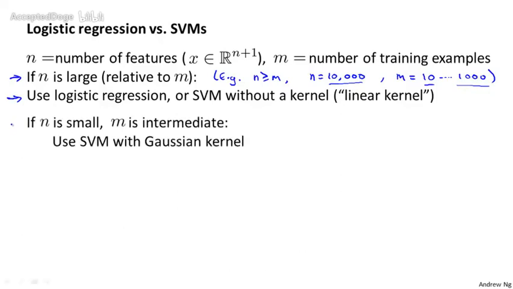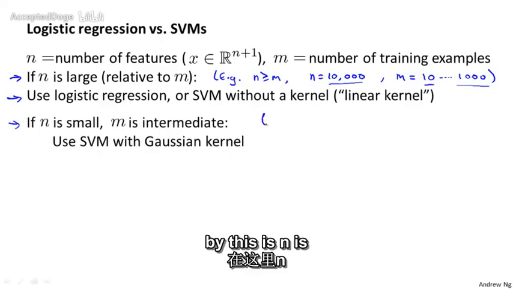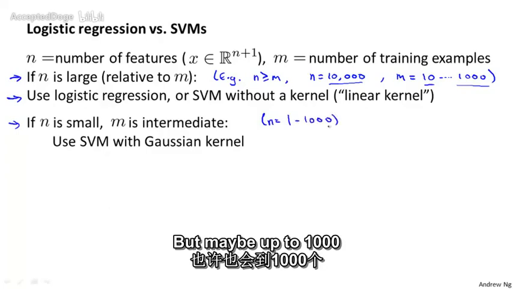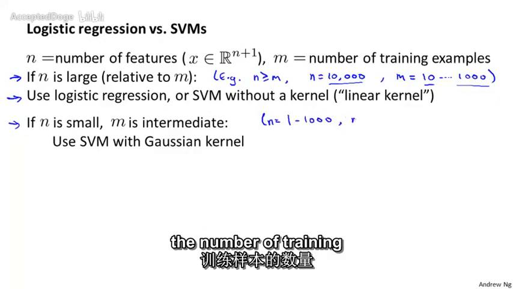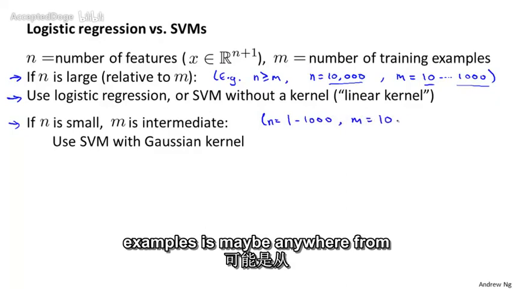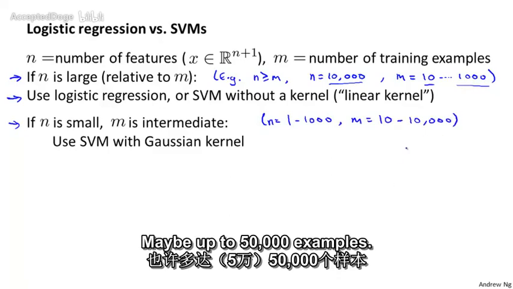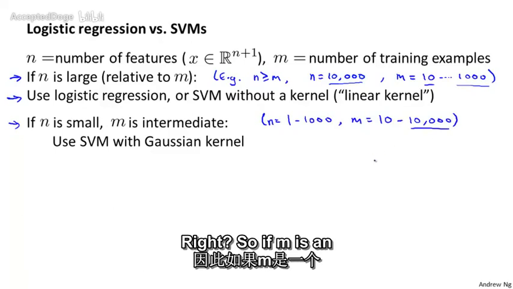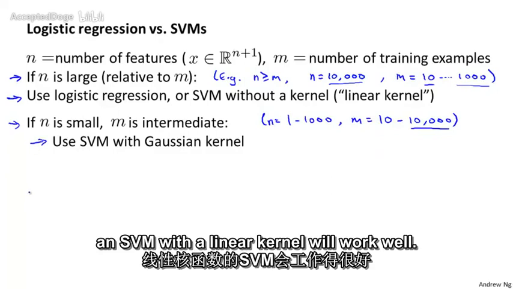Now, if n is small and m is intermediate, so what I mean by this, if n is maybe anywhere from 1 to 1,000, 1 would be very small, but maybe up to 1,000 features, and if the number of training examples is maybe anywhere from 10 to maybe up to 10,000 examples, maybe up to 50,000 examples. So if m is pretty big, like maybe 10,000, but not a million, so if m is intermediate size, then often an SVM with a linear kernel will work well.